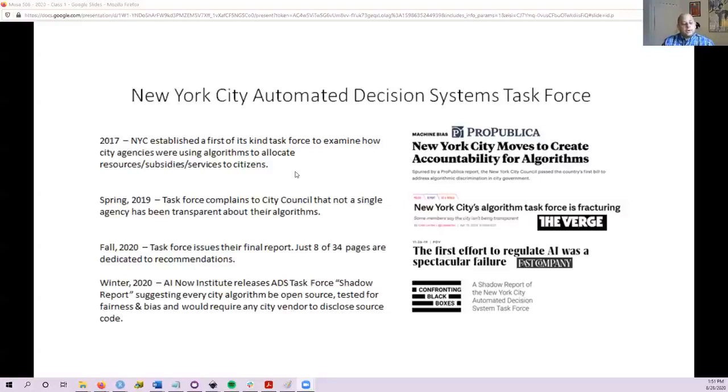the AI Now Institute in New York City released a shadow report and really pointed out the failure of this idea. Why was New York City unable, why would they mandate the need for more governance around their algorithms, but were unable to actually do so? Why is it that they were stonewalled by every agency when they asked for their algorithms?